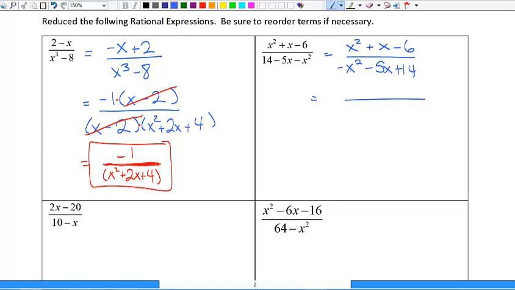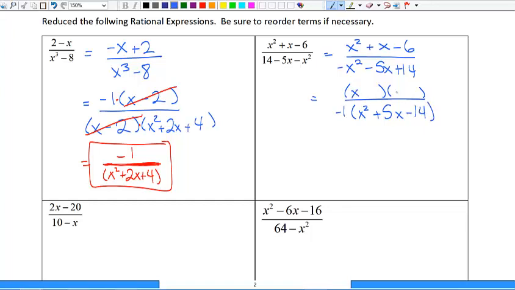Now the first thing I want to do when I factor is factor out a GCF. There is no GCF in the numerator, so I'll come back and factor that in a minute. But in the denominator, there is a GCF. And some students might argue, wait, there's no GCF. But remember I told you if there's ever a negative in front of the first term, we factor that out. So I factor the -1 out to get x squared plus 5x minus 14.